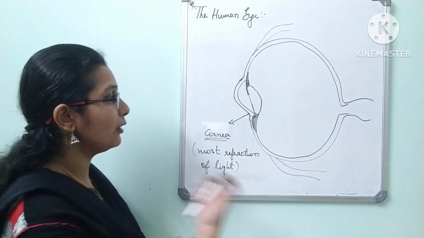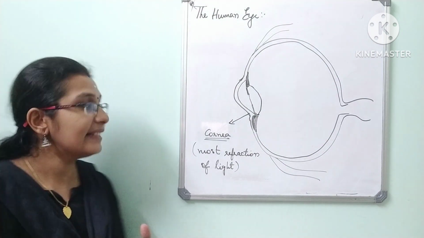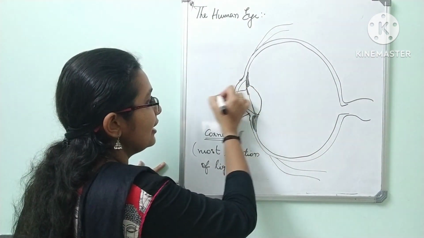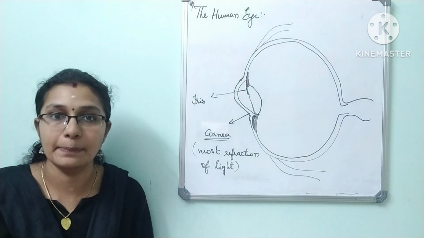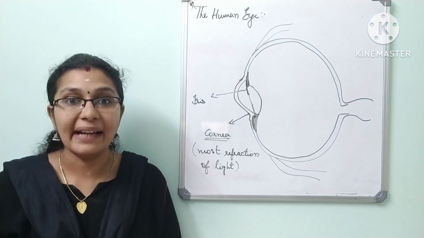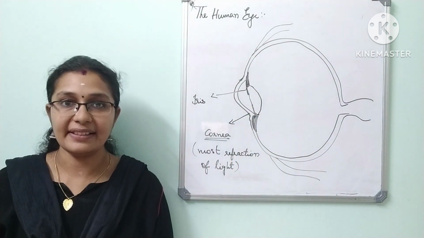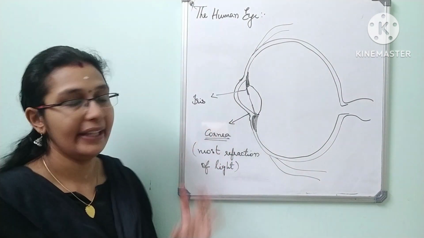Okay, then we'll go to the next layer. The next layer is the black color, right? That is nothing but the iris. So how will you explain the iris? The iris is a dark black muscular diaphragm in the eye.